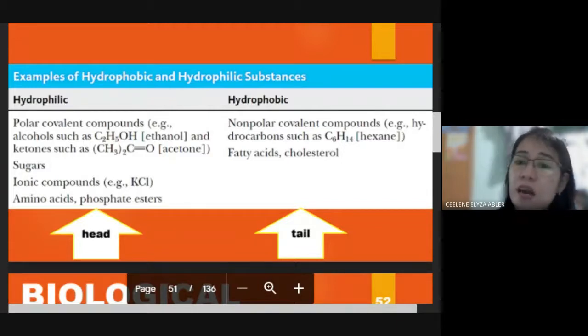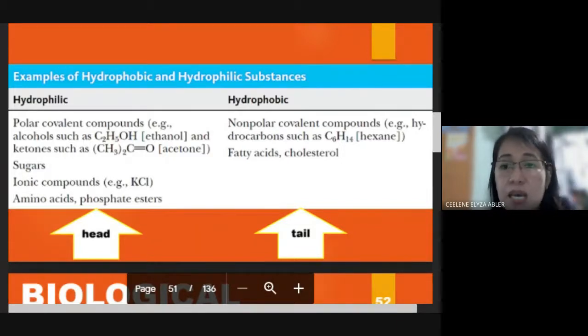And the ones that are hydrophobic in nature, na hindi gusto ng tubig, okay, the ones that will form it are the non-polar compounds. So we have the hydrocarbons. Examples of them are the hexane, the propane, ganon. So those are examples of hydrocarbons. You have your fatty acids. Those are examples of lipids. And you have your cholesterol.